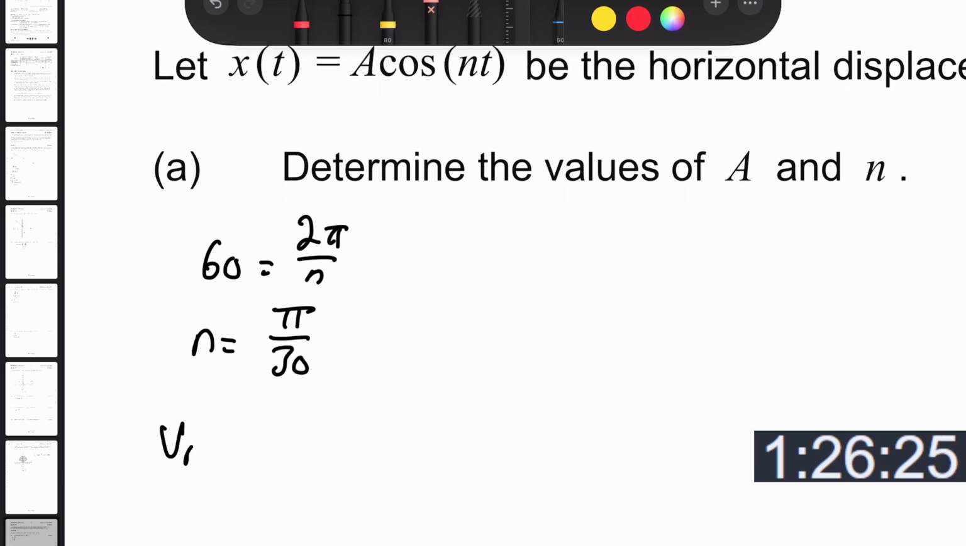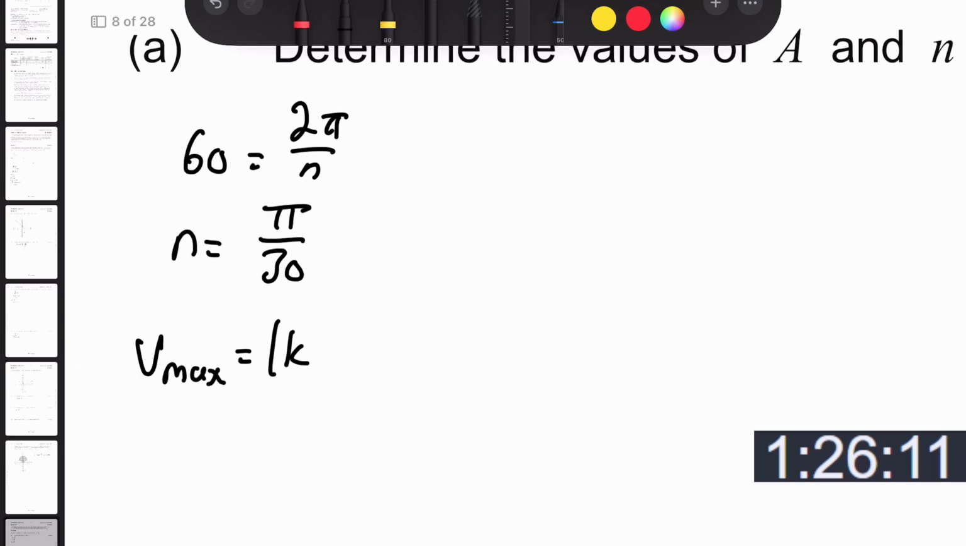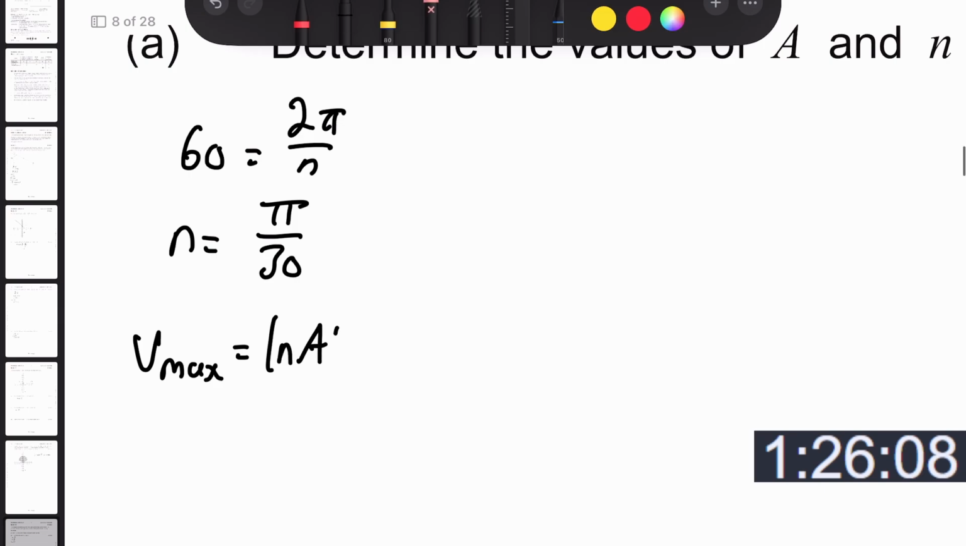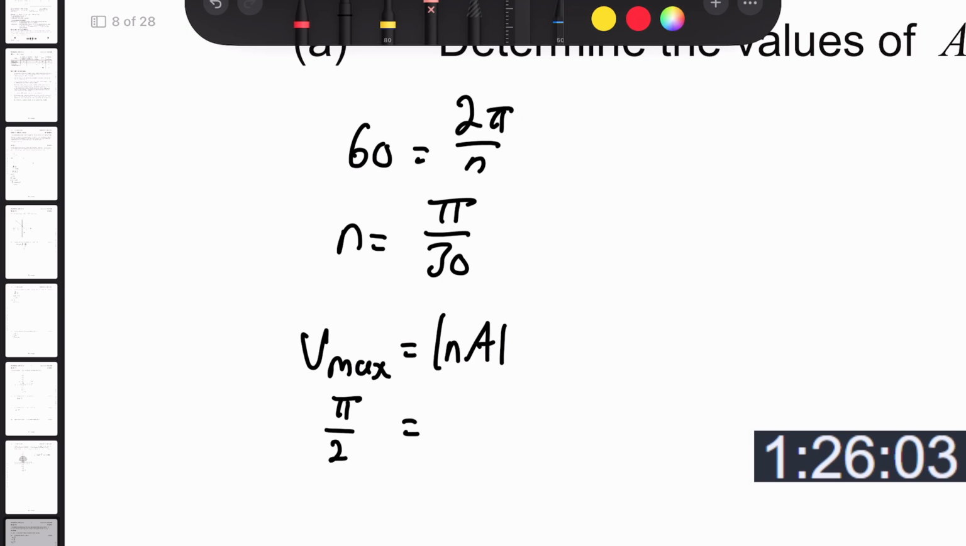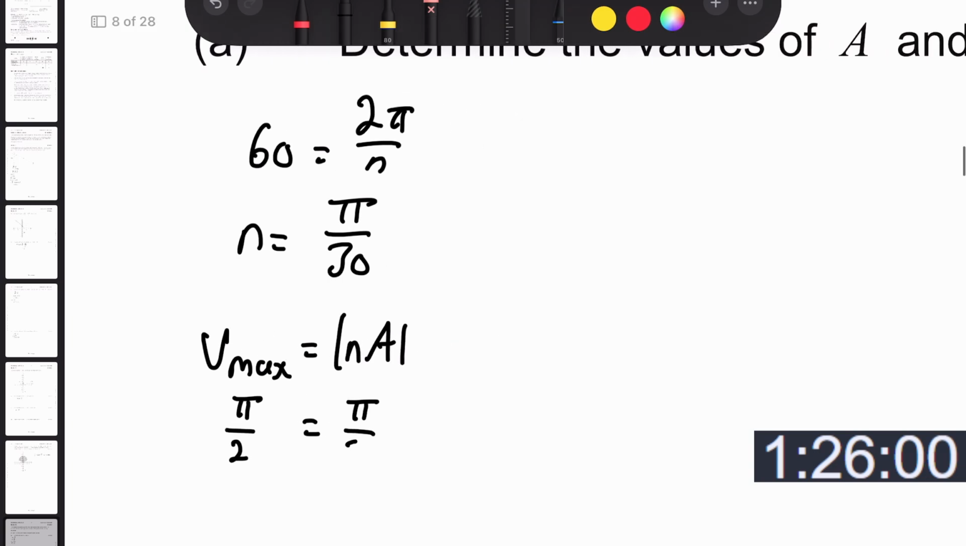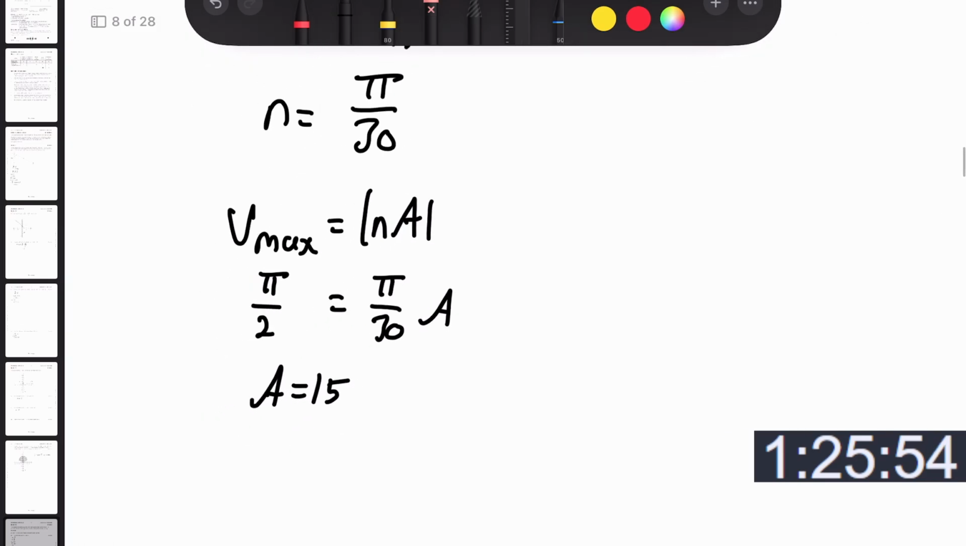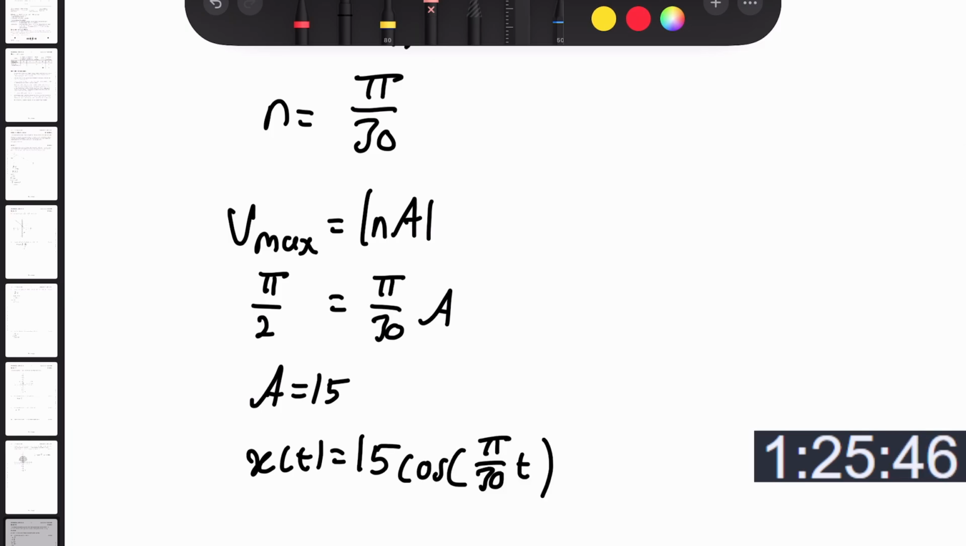And then V max is going to equal the absolute value of n a. So the maximum horizontal speed, pi on 2, is equal to pi on 30 times a, so a is equal to 15. So then x of t is equal to 15 cosine of pi on 30 t.